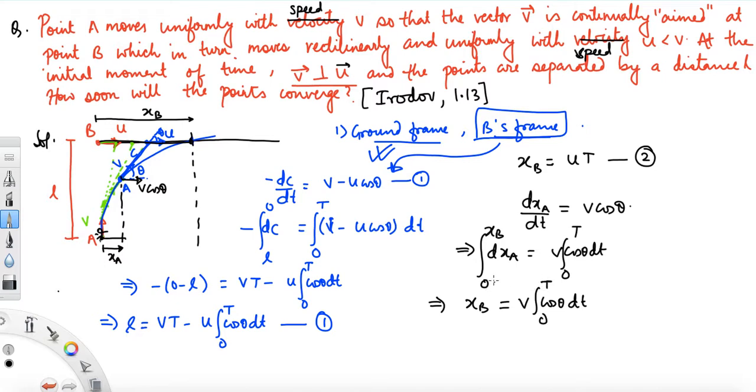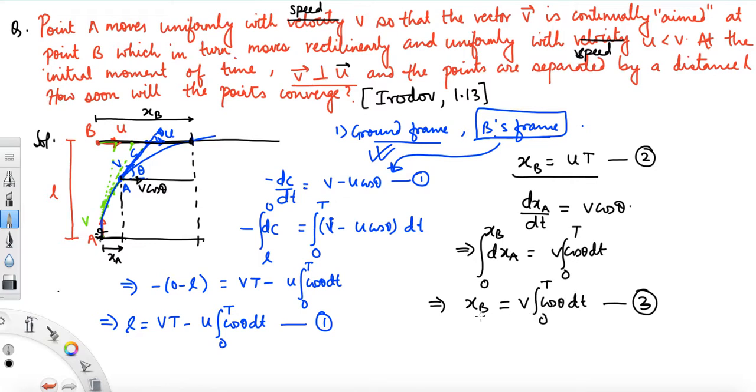So we have used this ground frame to find equation 2, which is the distance xb, and also this for A along the horizontal direction. So let's say this is equation number 3. Now we are going to solve equations 1, 2 and 3 to get our time.